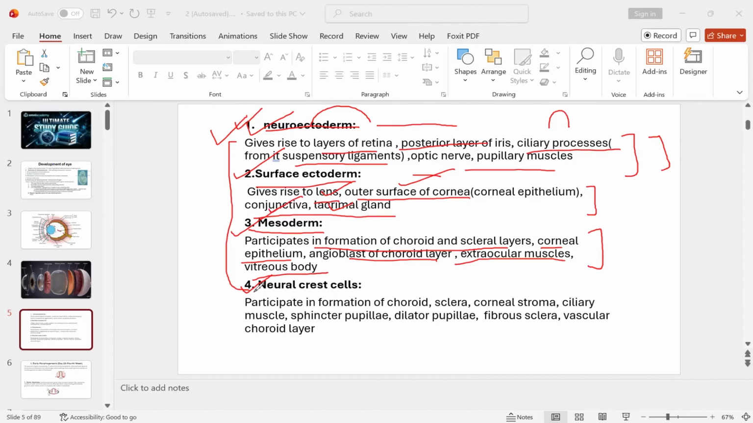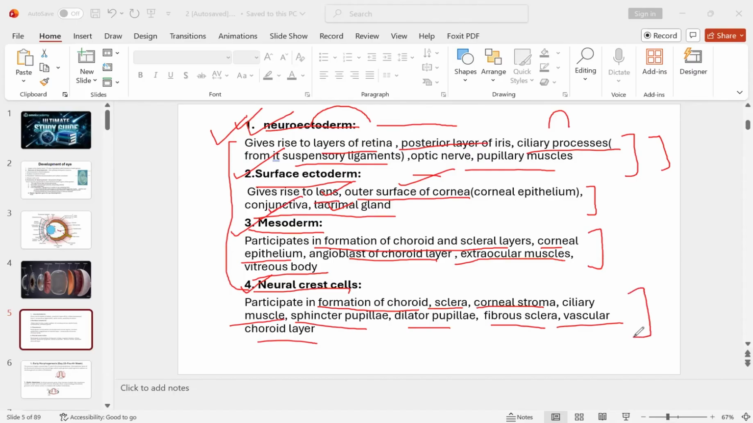So now let's move to the neural crest cells. Neural crest cells are participating in the formation of choroid, sclera, corneal stroma, ciliary muscle, sphincter pupillae, dilator pupillae, fibrous sclera, and vascular choroid layer. So these are the derivatives of neural crest cells.